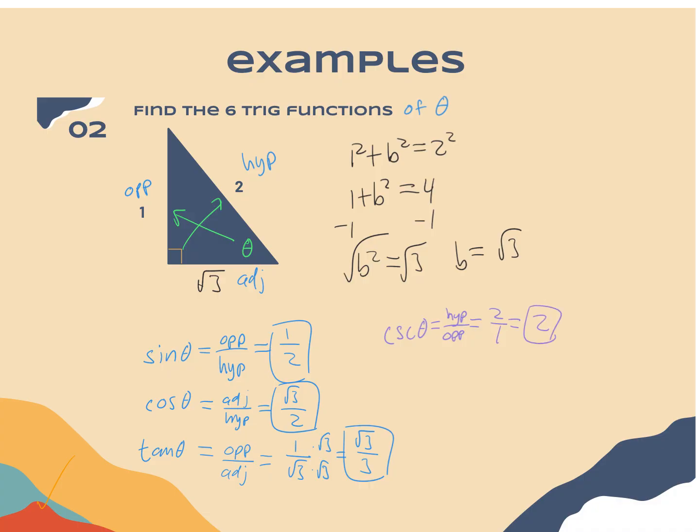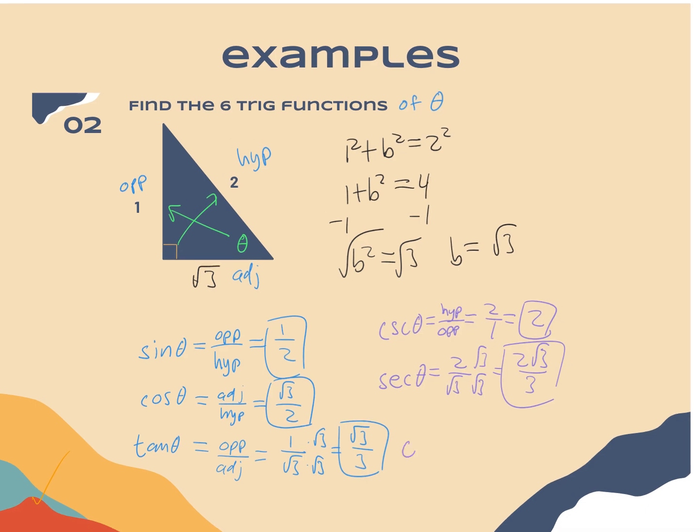All right. And I do the same thing with secant, right? I know that that's the reciprocal of cosine. So that's going to be 2 over the square root of 3, but once again, I can't have a square root in the bottom. So I'm going to rationalize it. Multiply the top and the bottom by the square root of 3, and you get 2 square root of 3 over 3 as your value for secant.